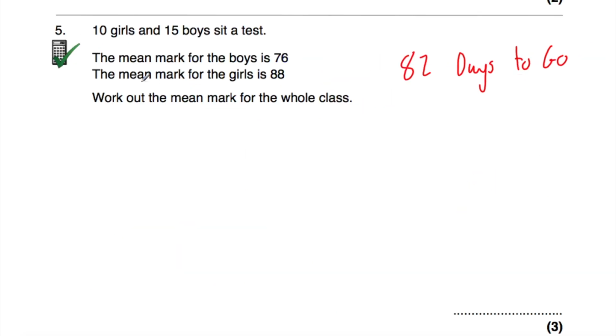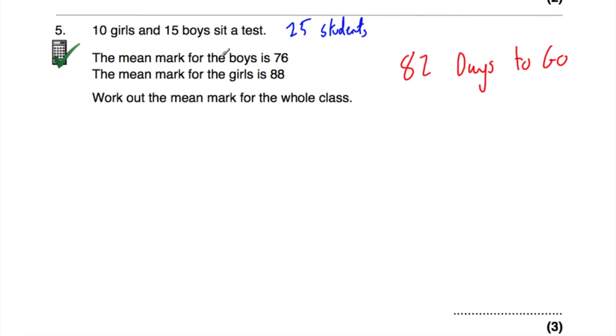Okay, question number 5. We've got a class of 10 girls and 15 boys, and they sit a test. The mean mark for the boys is 76, and the mean mark for the girls is 88, and we've been asked to find the mean mark for the whole class. So altogether, there are 25 students in the class. I'm just going to write that down.